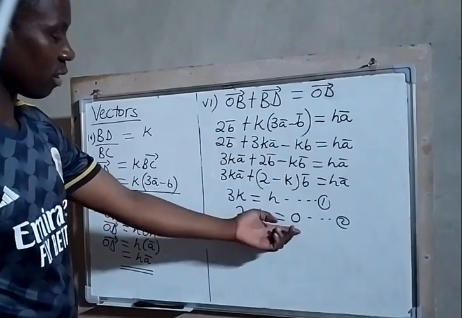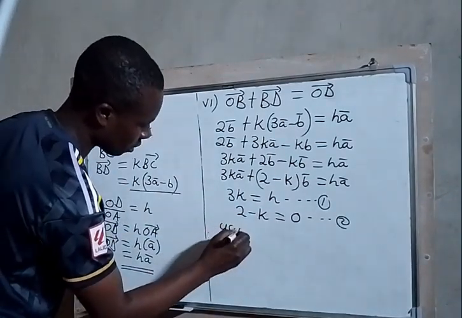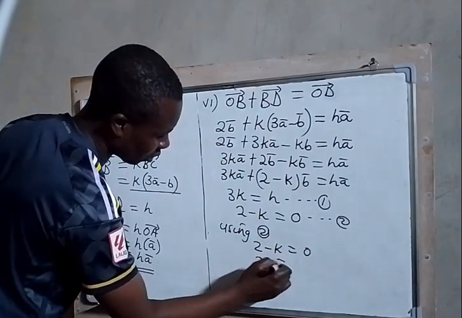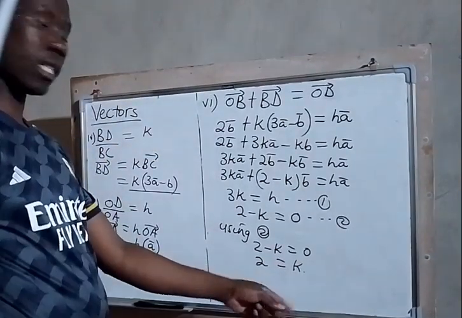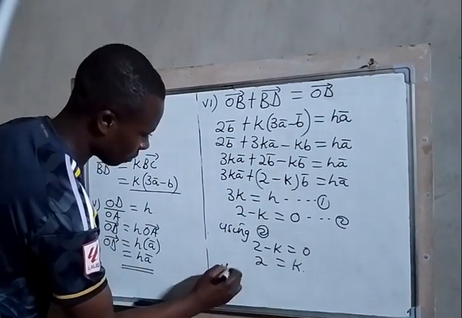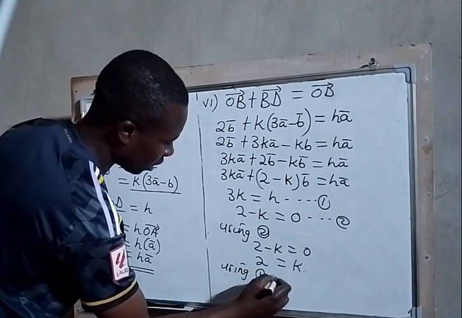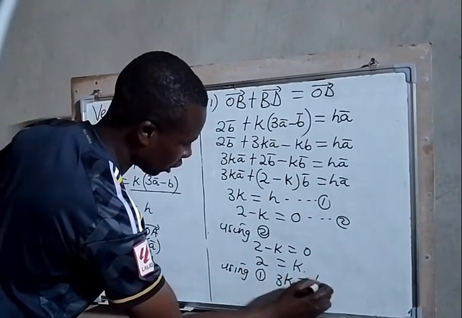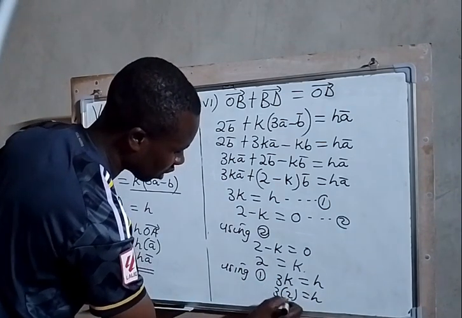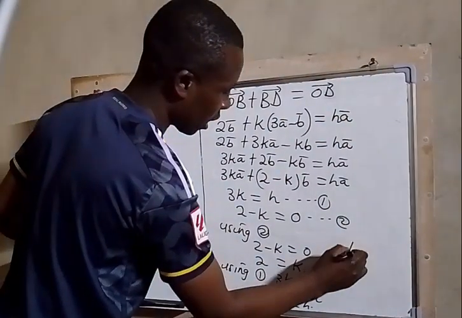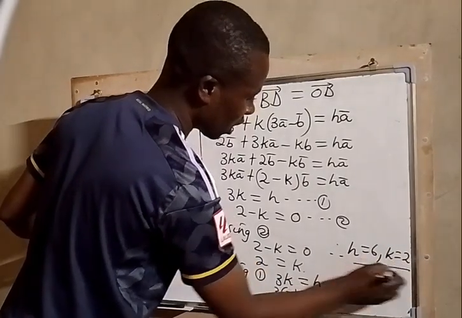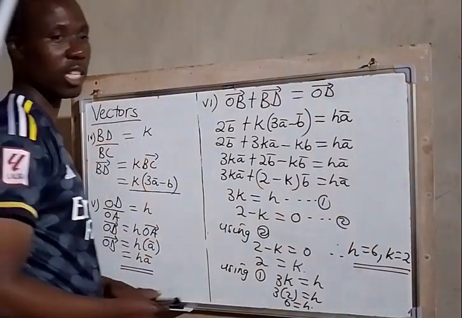We can use equation 2 to find the value of K. So using 2, we have 2 minus K is equal to 0. Therefore 2 is equal to K, meaning the value of K is 2. Now use equation 1 to find the value of H. Equation 1 is 3K is equal to H, and the value of K is 2. So we say 3 into 2 is equal to H. Therefore 6 is equal to H. Therefore H is equal to 6, K is equal to 2. These are the two values of H and K.